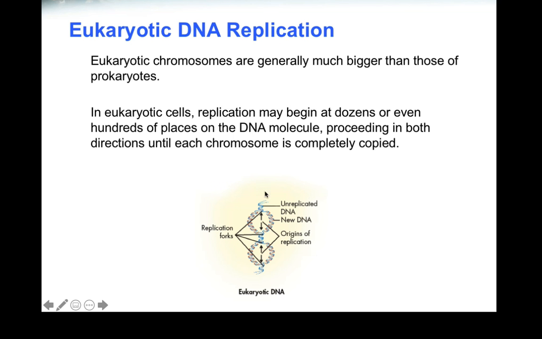In eukaryotic cells, like I said, it's going to go into different spots. So these are going in opposite directions, and so are these, until they basically meet in the middle, and then they go to another spot to replicate that. So hopefully this gets copied very, very quickly.